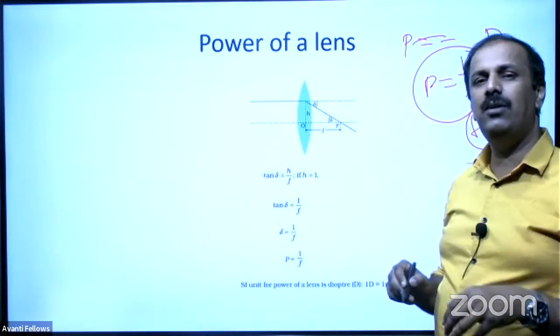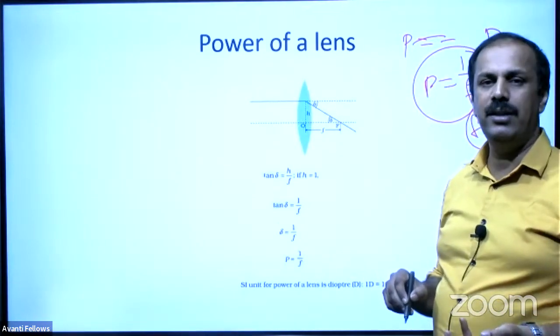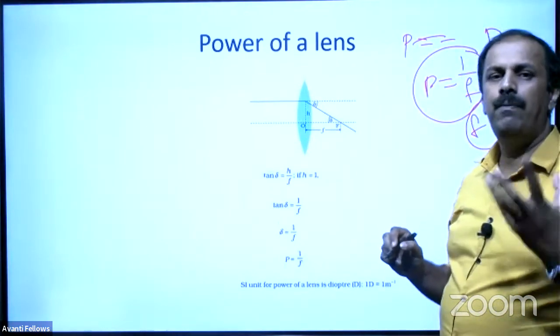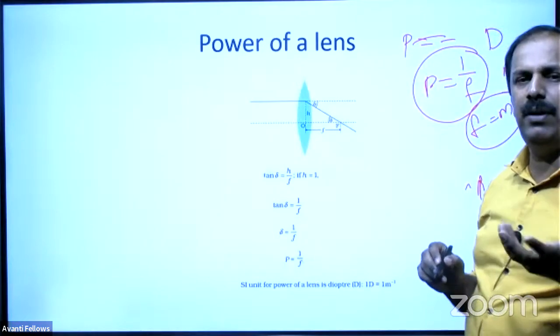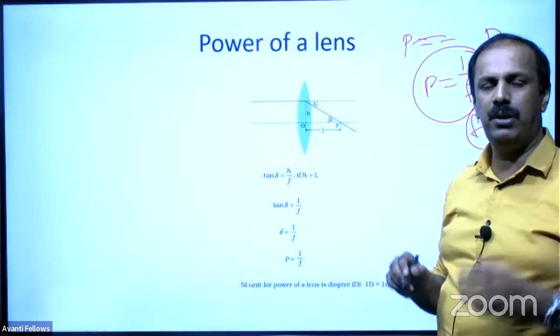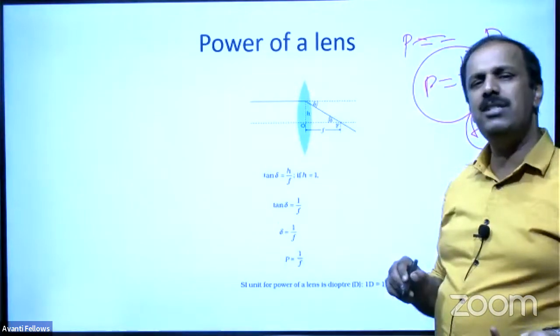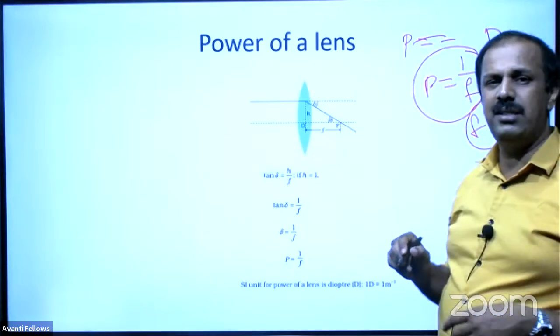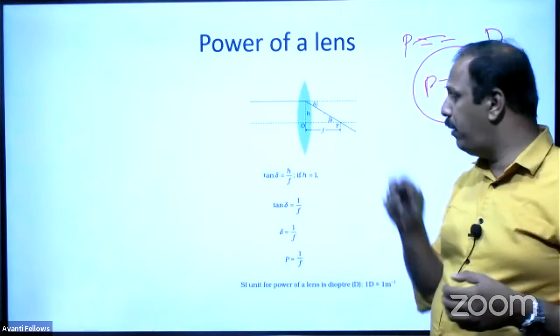If power is negative, then it will be a concave lens. So directly from this one you can get it. Still, questions can come based on that one. When you are writing the final answer, you have to check whether the power is positive or negative, because negative means it's a concave lens, positive means it is a convex lens. And don't confuse this power with mirror.